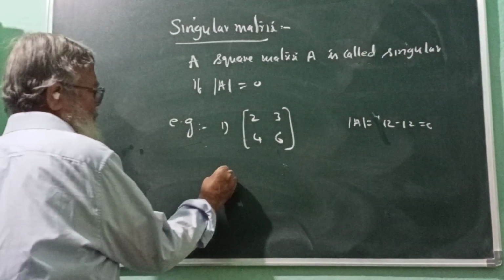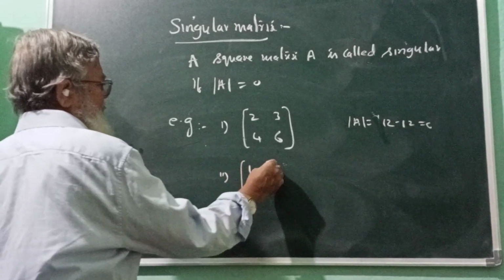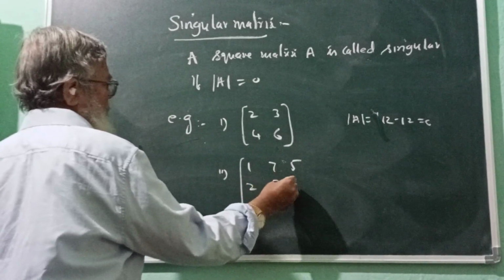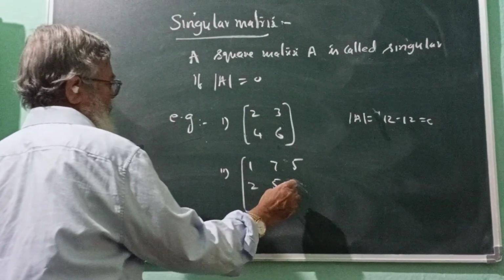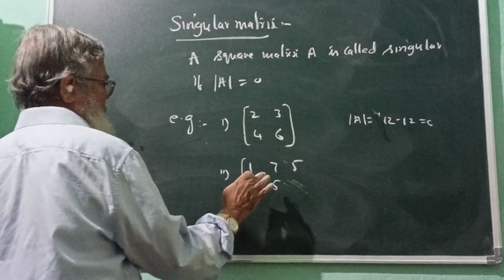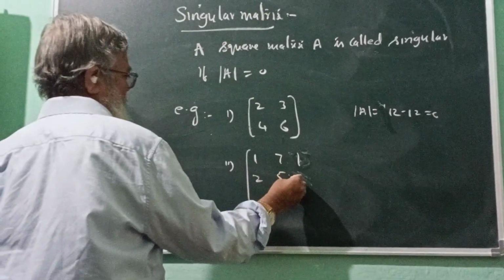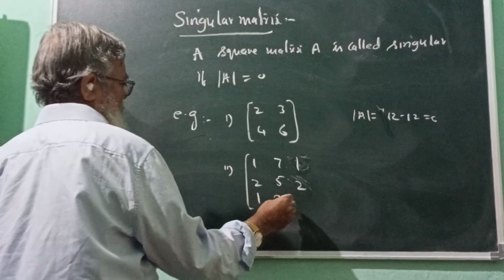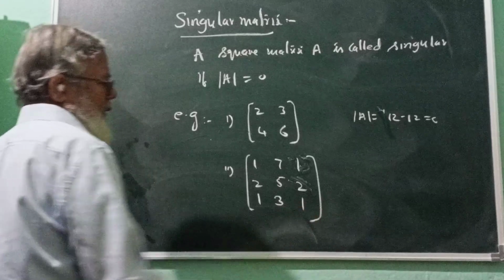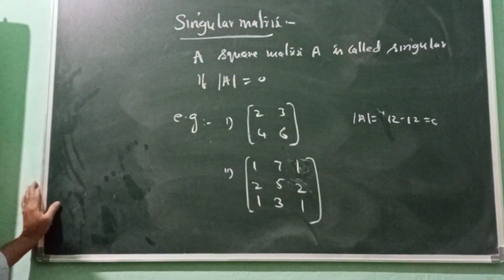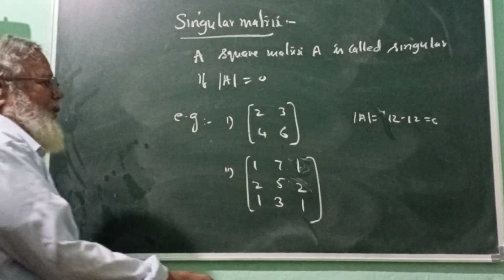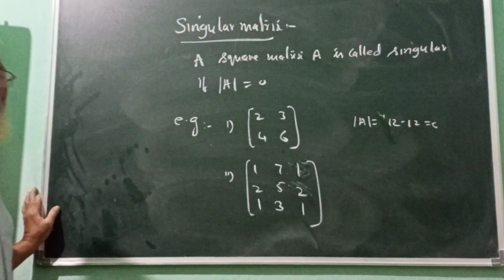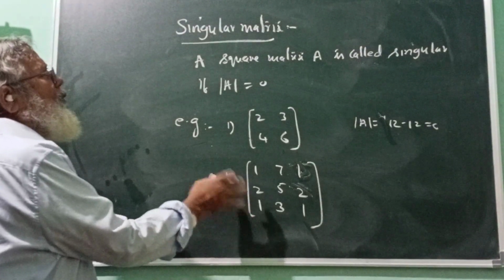Now, in third order also we can write down here. Now see here. It is a singular matrix because if you convert into determinant, the first column and third column are identical, so the value will be 0. So therefore, it is a singular matrix.